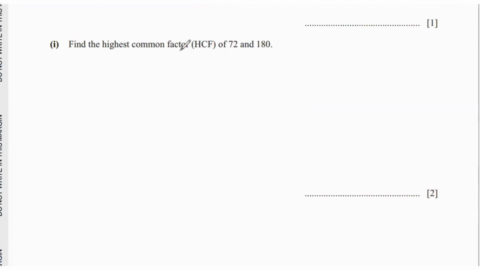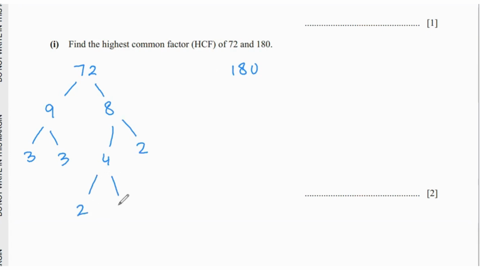Next question says find the highest common factor of 72 and 180. 72 is 9 times 8, just 3 times 3 and 4 times 2. 4 is again 2 times 2. These are prime factors.